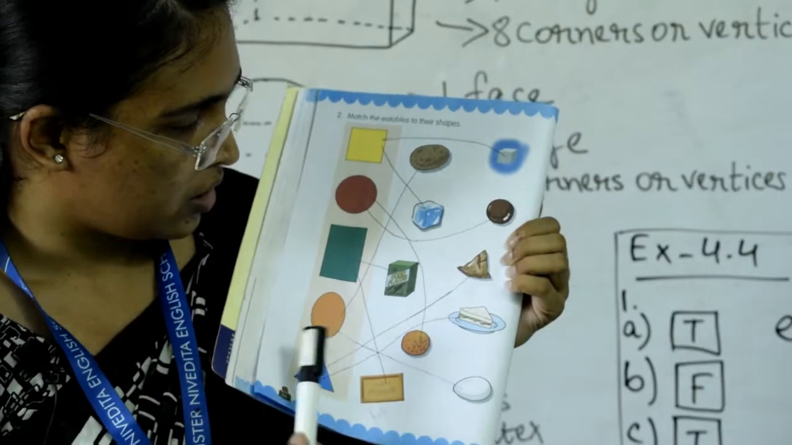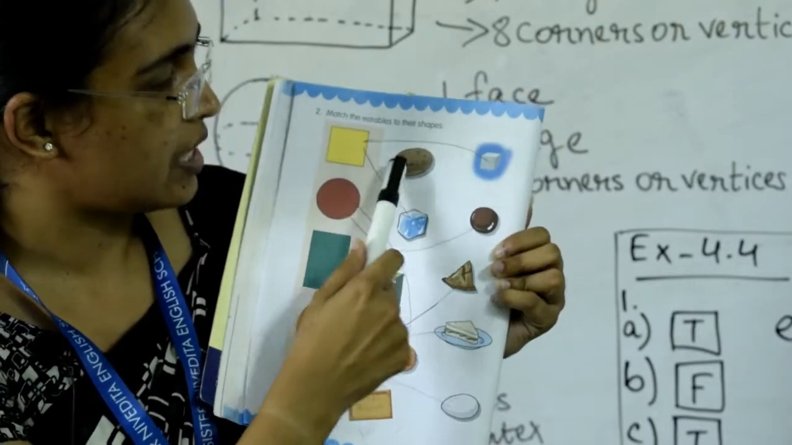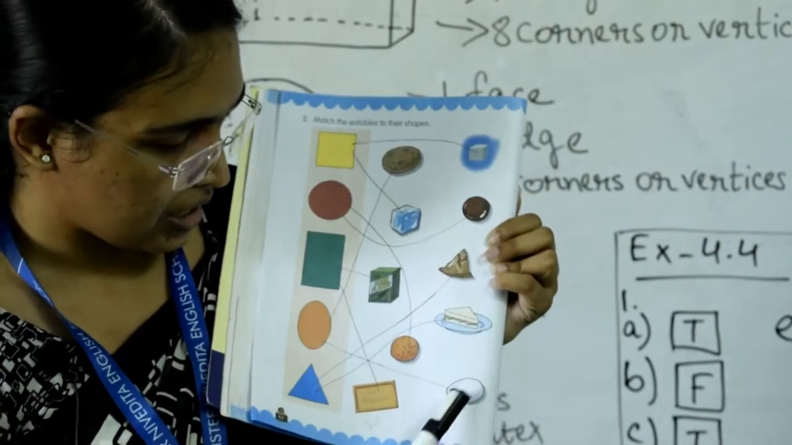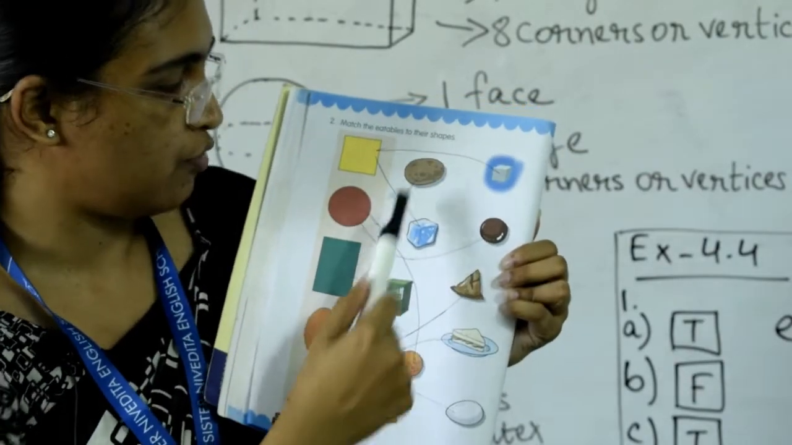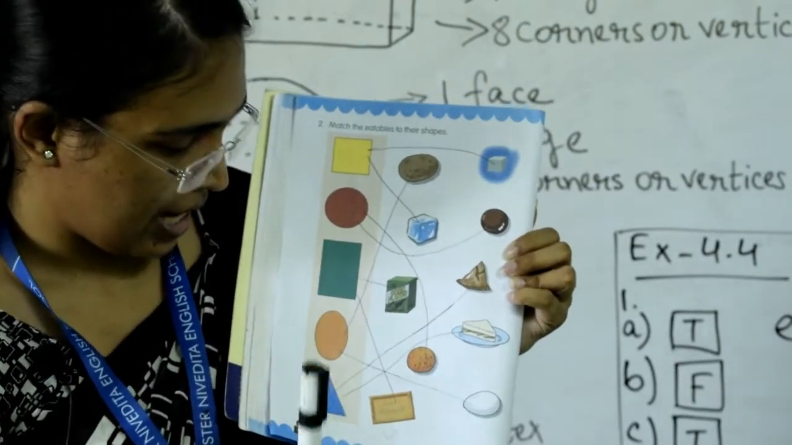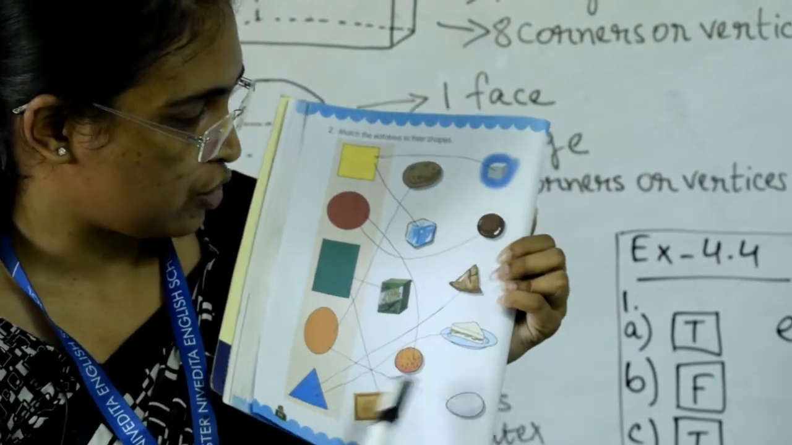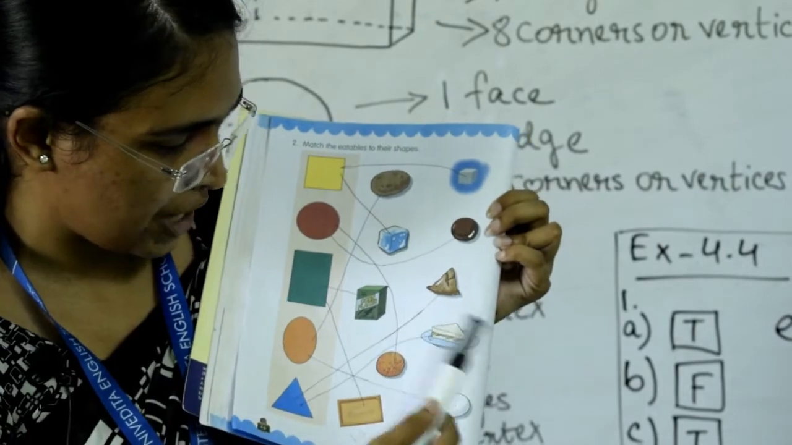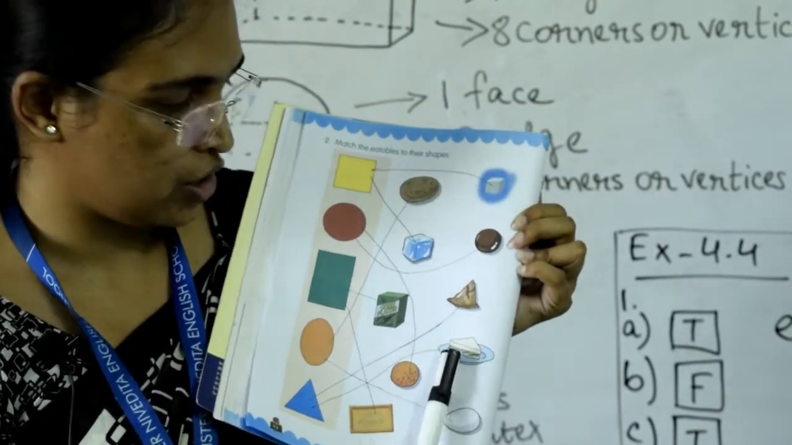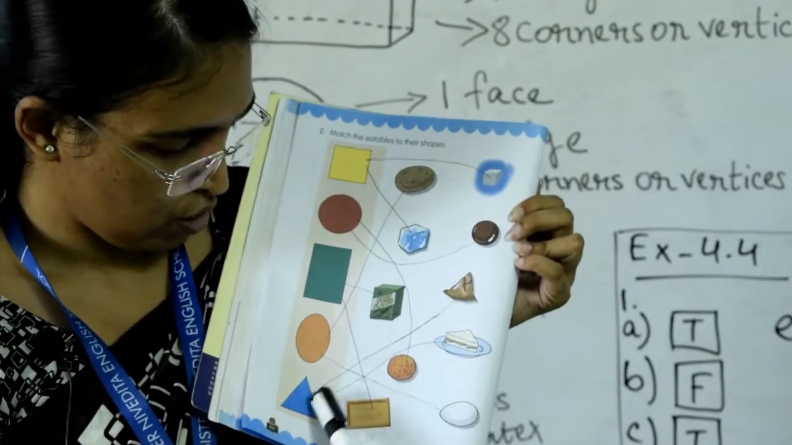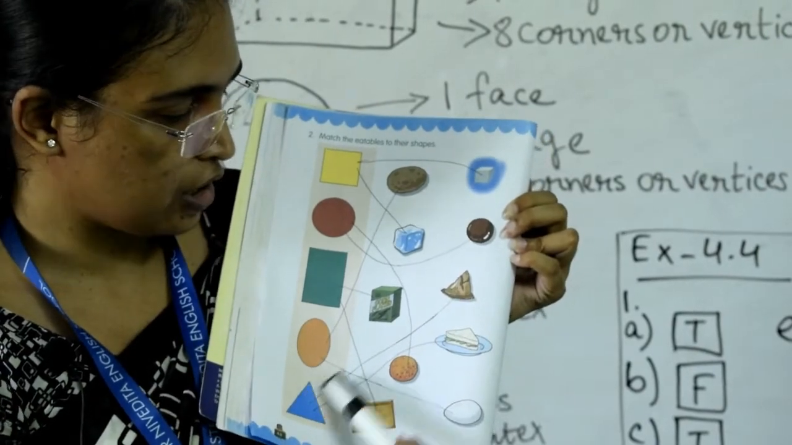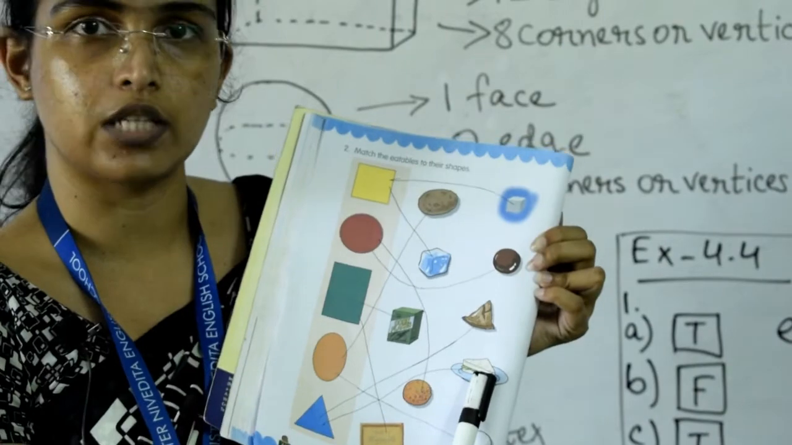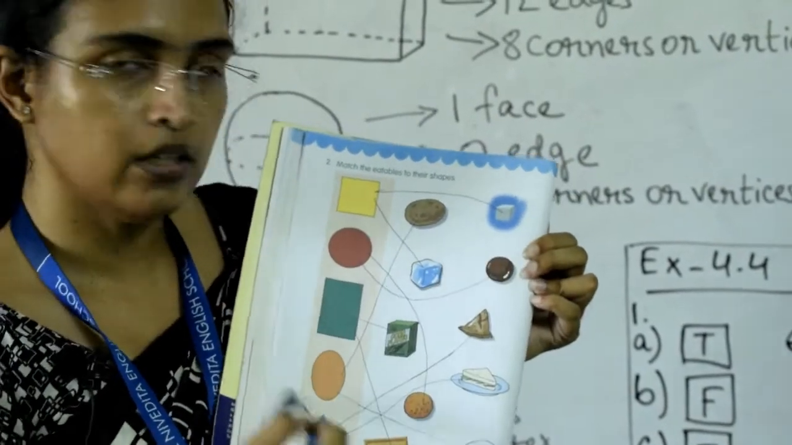Now oval. Now which are oval? This potato and this egg. These two are oval. So draw a line. Then this triangle. Which of the pictures are triangle in shape? Yes, this sandwich and this samosa. So draw a line from here to samosa and another line from up to sandwich. Okay. So in this way, do this.